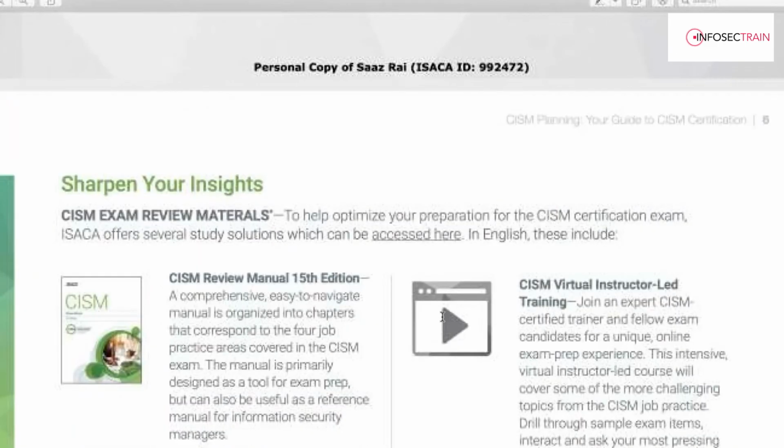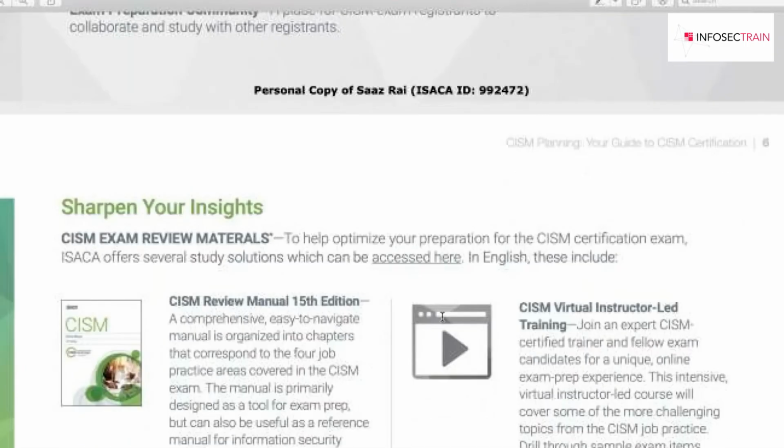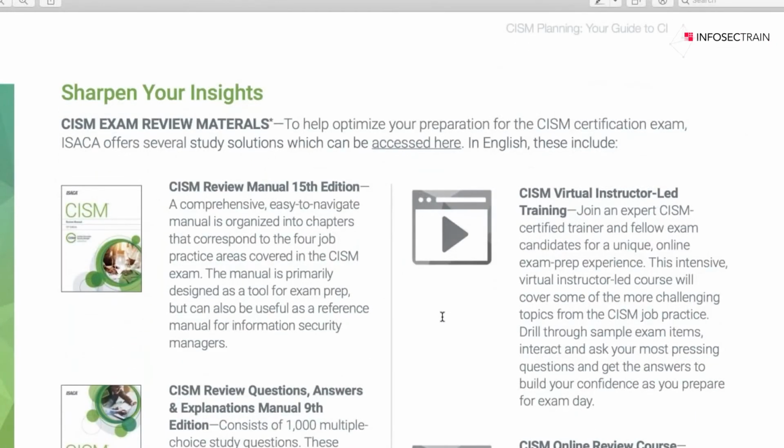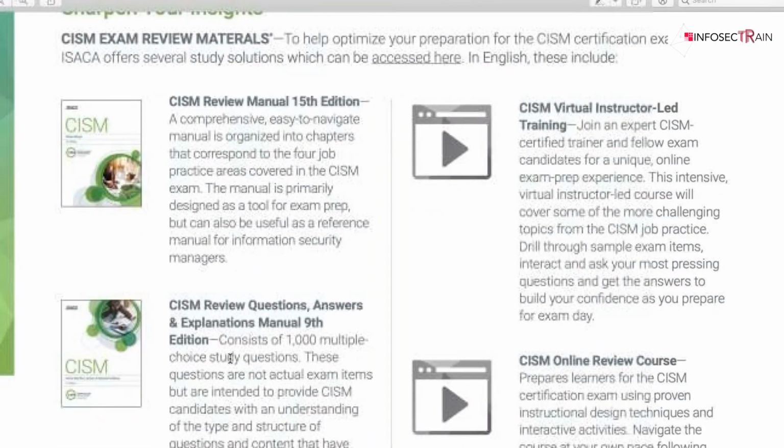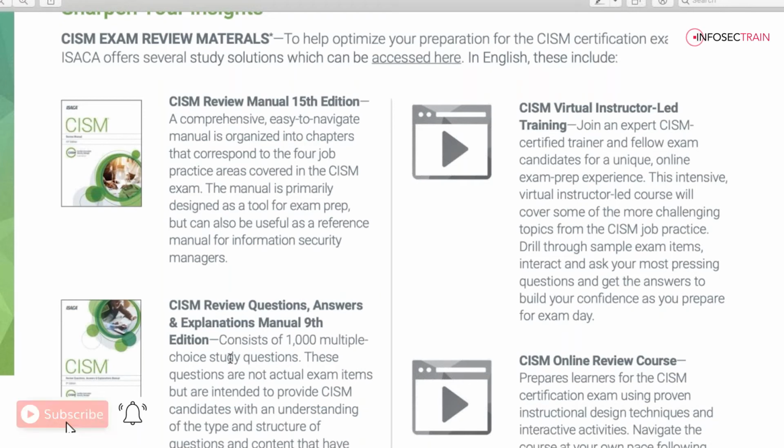And so there are study materials that they have. The CISM review manual is a good resource. You can look into that. They also have a question, answers and explanation manual, so that is also a good resource to go through. There are other books available as well.